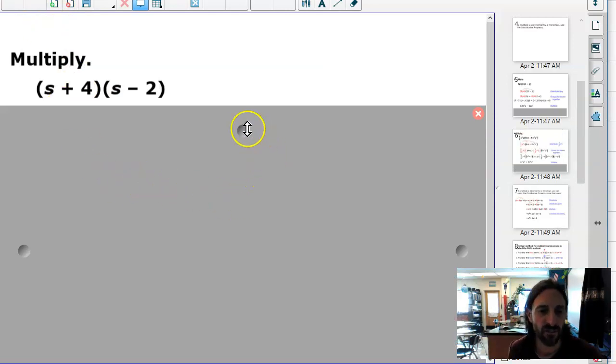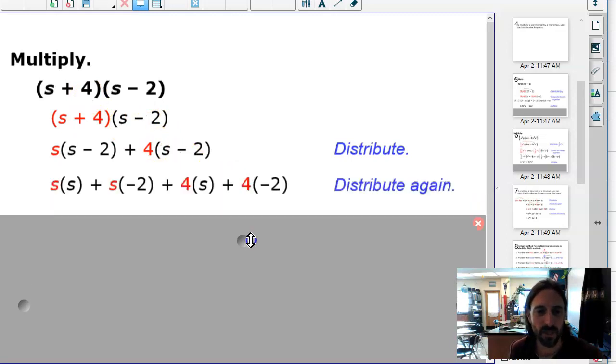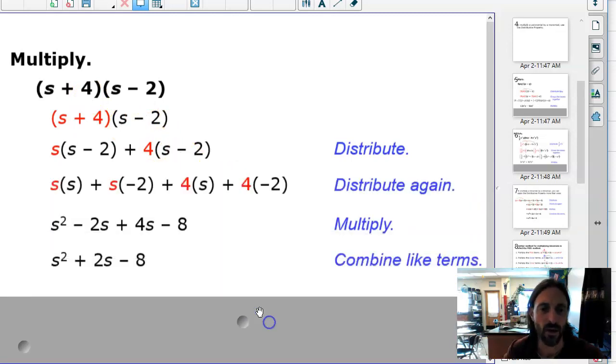Okay, so now just a few more examples. I've got s plus 4 times s minus 2. I'm going to distribute here. Actually, you know what? Let me just pull it out like that. There we go. I'm going to get s squared plus 2s minus 8.